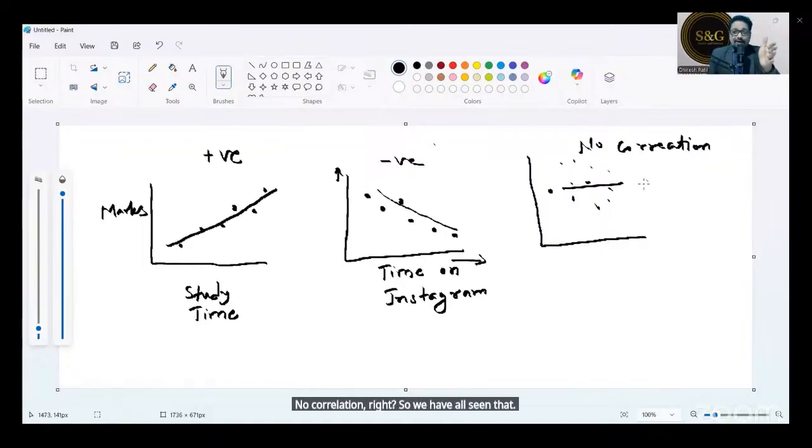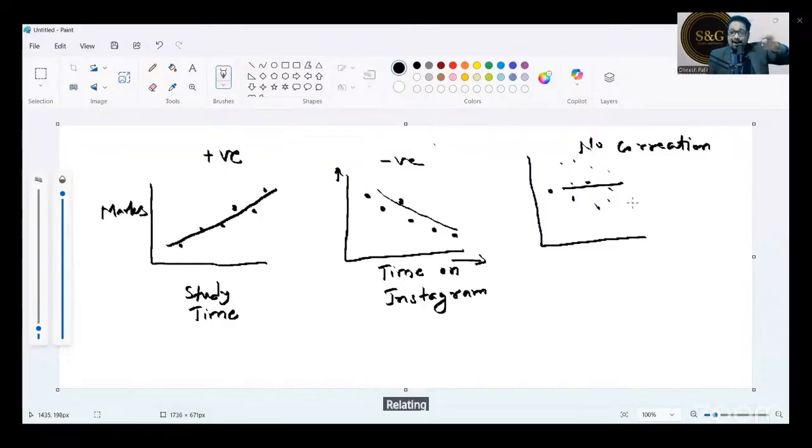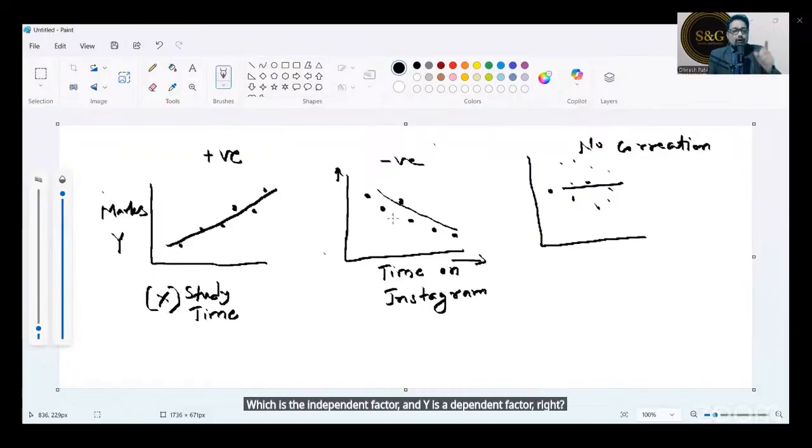And along with that, this is called correlation. Correlation is relating the x and y. X is on the x-axis, which is the independent factor, and y is the dependent factor. So we want to establish a relationship between x and y. Along with that, we have seen an equation y is equal to a plus bx.